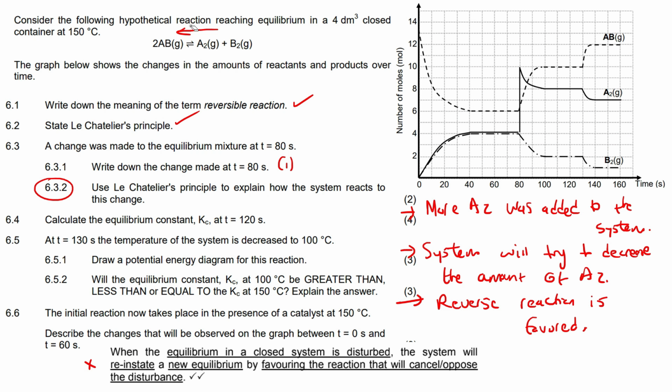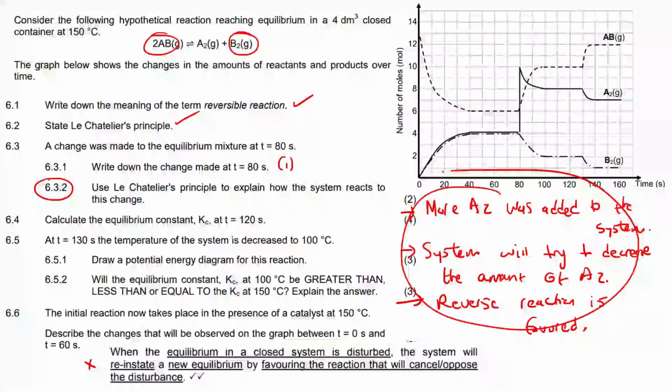Now, if the reverse reaction is favored, what will happen to the amount of A2? It will begin to go down. So have a look here. Oh, it begins to go down. What will happen to the amount of B2? It'll begin to go down. Look at that. What will happen to the amount of AB? It should begin to go up. Oh, look at that. You see, this stuff is amazing. It makes perfect sense. And so this is, by the way, what you would say for 6.3.2.